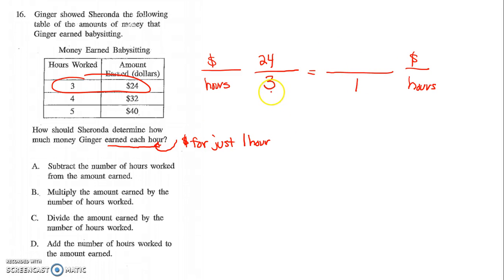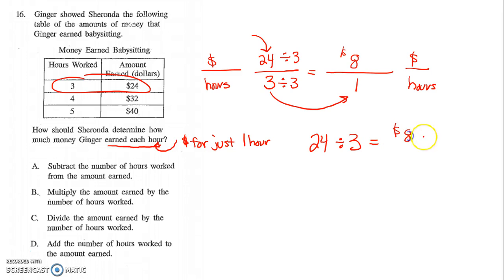That's what it means. If you make $24 in 3 hours, I'm wondering how much money do I make in just 1 hour? And at that point, you could say, oh, I take my number of hours, 3. How do I get down to 1? 3 divided by 3 is 1. If I'm going to divide my denominator by 3, I also have to divide my numerator by 3. 24 divided by 3, that person must make $8 per hour. So we took our 24 and divided by 3 to figure out it was $8 per hour.